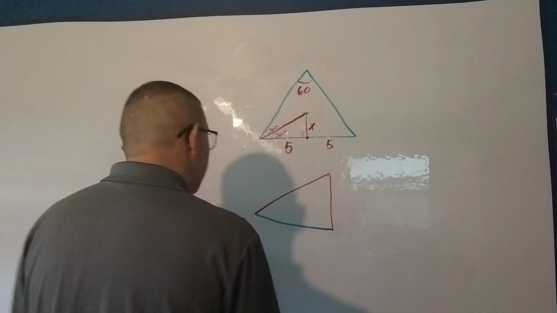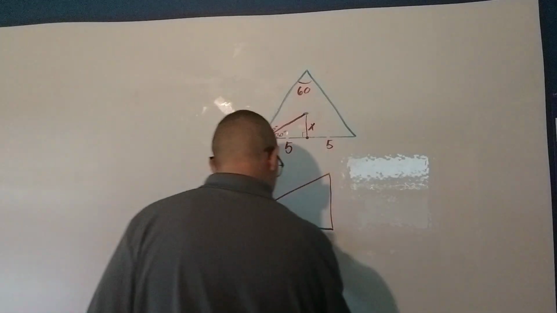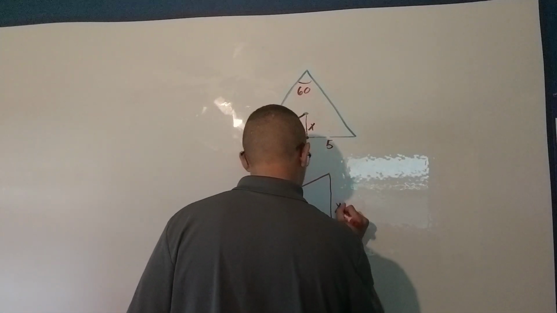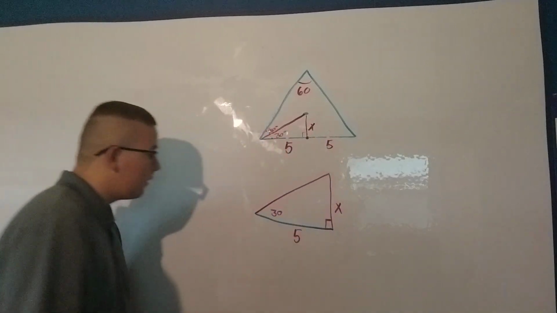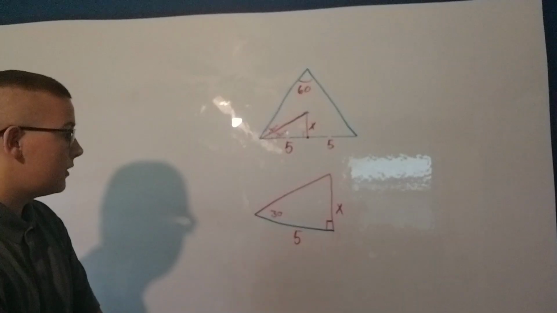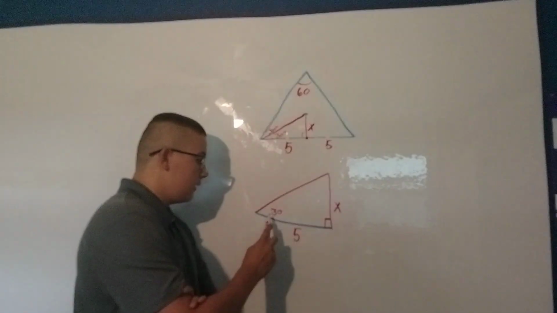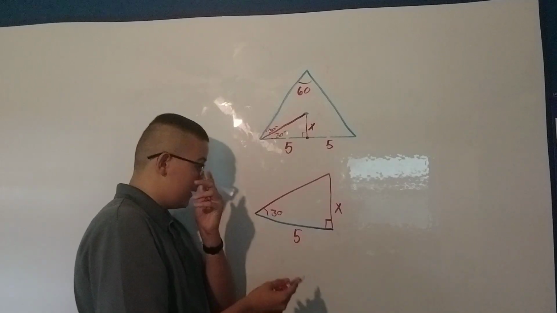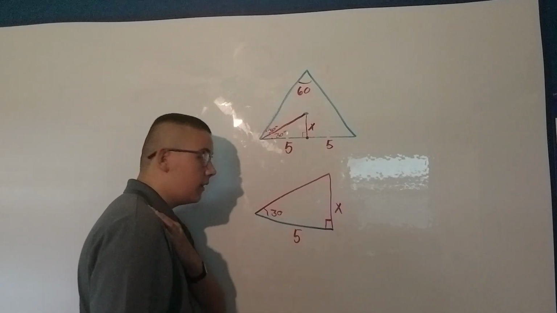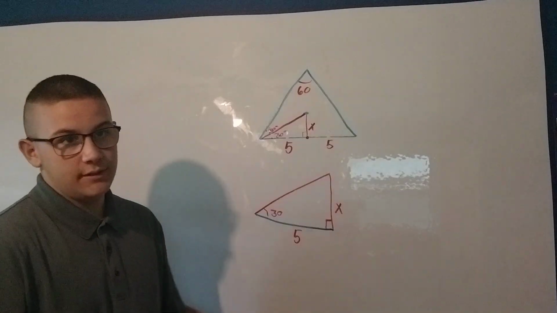Right? And we have 5 units, x units, 90 and 30, right? And now this is super simple. So if this is theta, this would be the adjacent, this would be the opposite. Which one deals with adjacent and opposite?